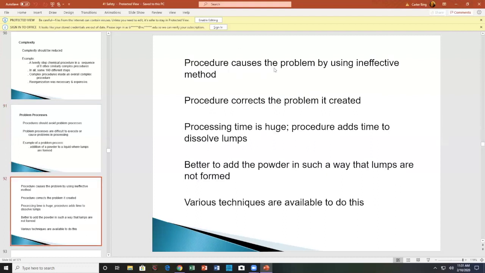So procedures cause the problem by using ineffective methods. Correct procedures correct the problem that was created. Huge amounts of time. Better to add in ways that lumps aren't formed. There are various techniques to do this.